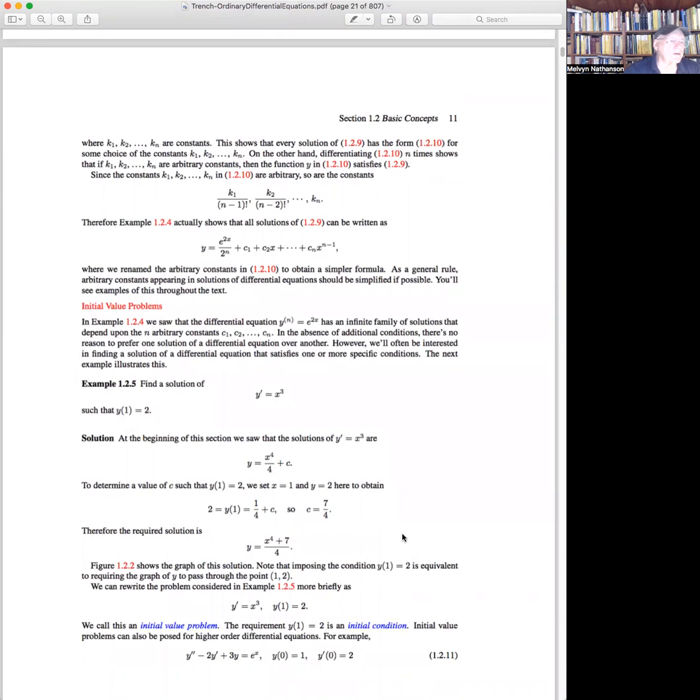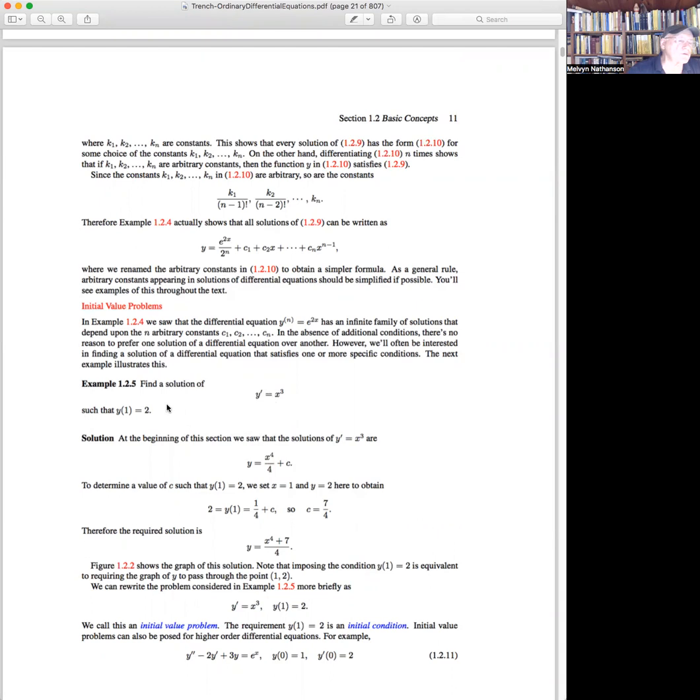Now, in many of the examples we looked at, we found a one parameter family of solutions. So here was the very simple case. Solve the differential equation y prime equals x cubed. So the solution is x to the 4th over 4 plus any constant.